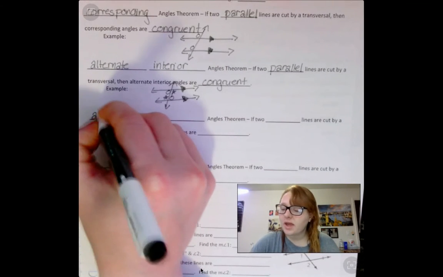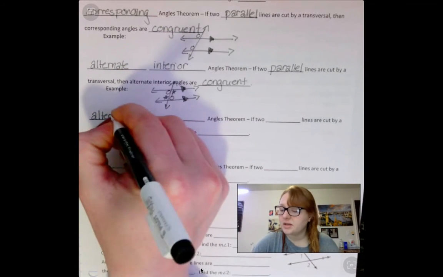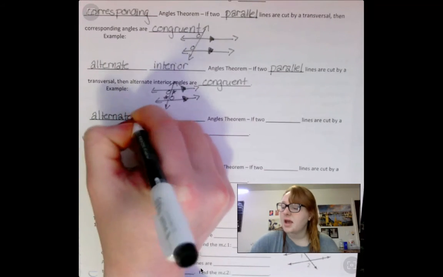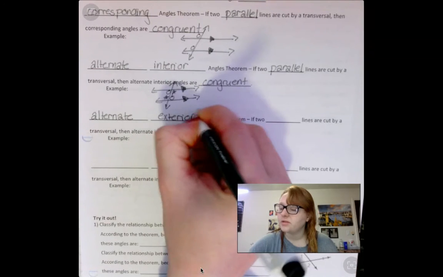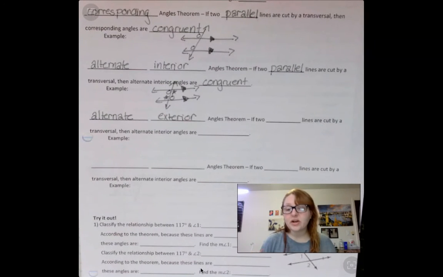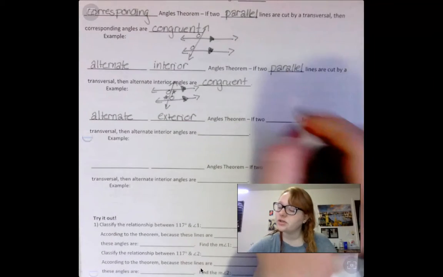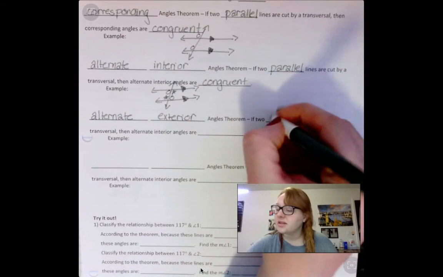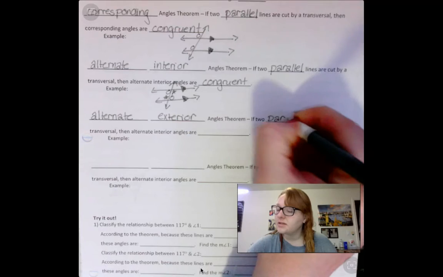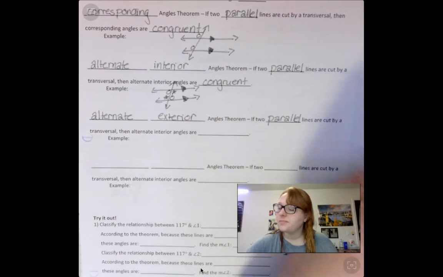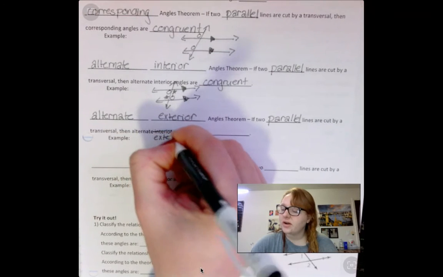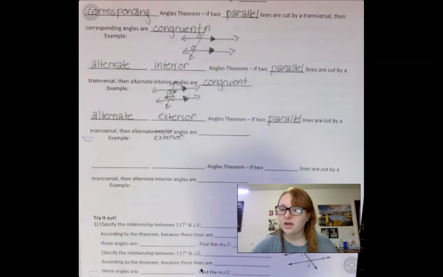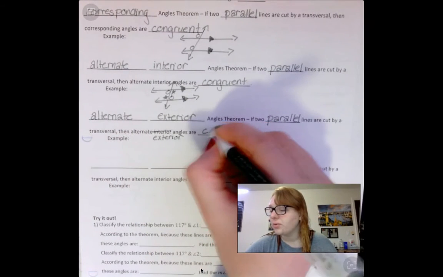Next, we have the alternate exterior angles theorem. And remember, alternate exterior is on the outside of the parallel lines and on opposite sides of the transversal. And again, this says that if we have two parallel lines cut by a transversal, then the alternate exterior angles are congruent.